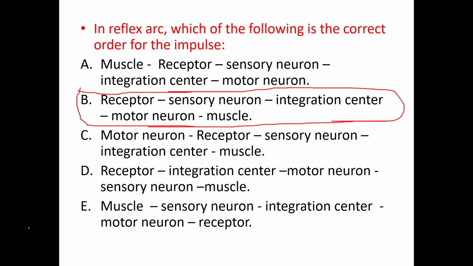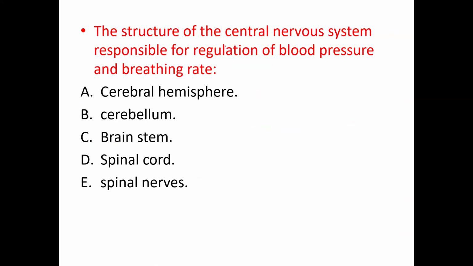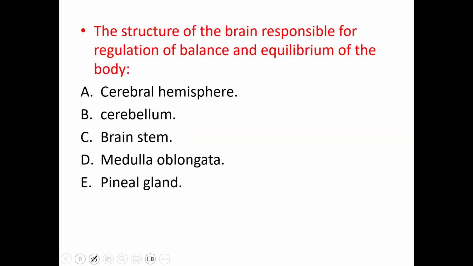Yes, this is the correct answer. Next. The structure of the central nervous system responsible for respiratory and cardiovascular regulation, regulation of blood pressure and breathing rate, is, yes, exactly, number C. Next, the structure of the brain responsible for regulation of balance and equilibrium. Yes, exactly. Cerebellum, number B.